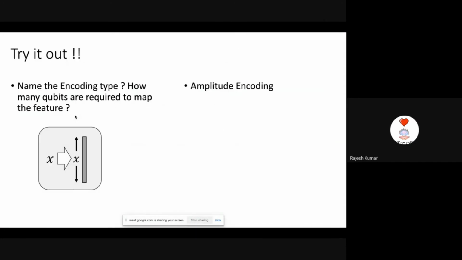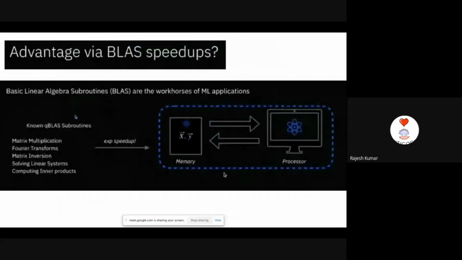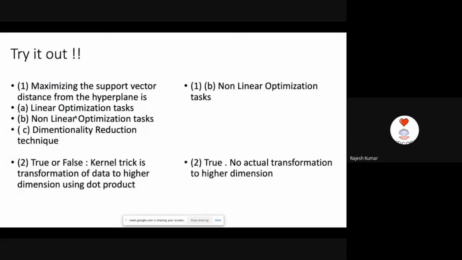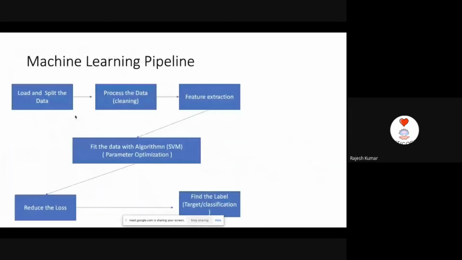Now let me quickly go back to our discussion. So this is the actual pipeline. Split the data, process the data, do the feature extraction, and then fit the data with an algorithm. At this stage, keep this in mind: it is B0 plus B1 into weight. That is a very simple thing. But when it comes to a complex data set, complex algorithms are used, and then we try to reduce the loss. That is the optimization we discussed, the global minima and local minima.